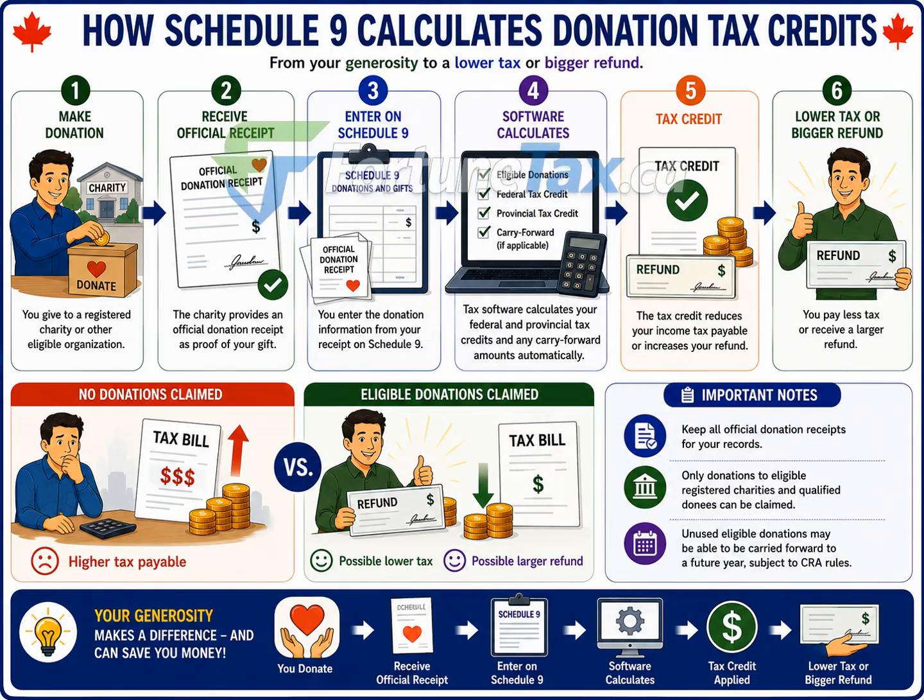As a professional tax preparer, your responsibility is to collect every official donation receipt, verify that each organization is eligible, enter the donation amounts accurately into the tax software, and review the calculated tax credits before filing the return. While certified tax software performs the calculations automatically, careful verification ensures that every client receives the full charitable donation tax credits they are entitled to claim.